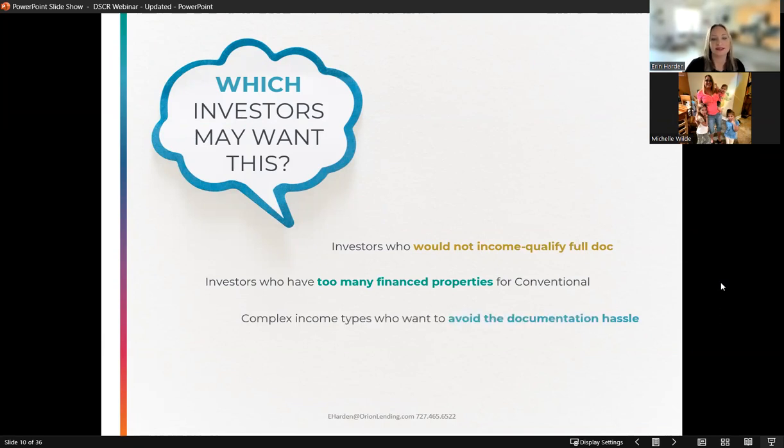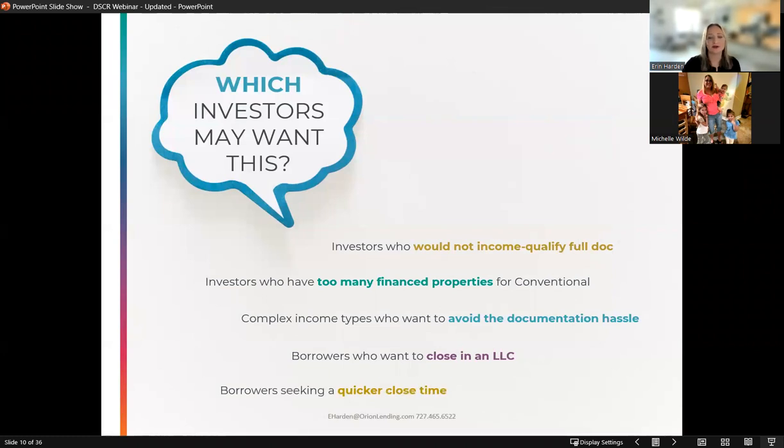Also complex income types who just want to avoid all of the documentation. Also borrowers who want to close in an LLC. So if they're closing in an LLC, we'll still need their personal credit. It will be their name on the 1003, but they can close with title in the LLC.